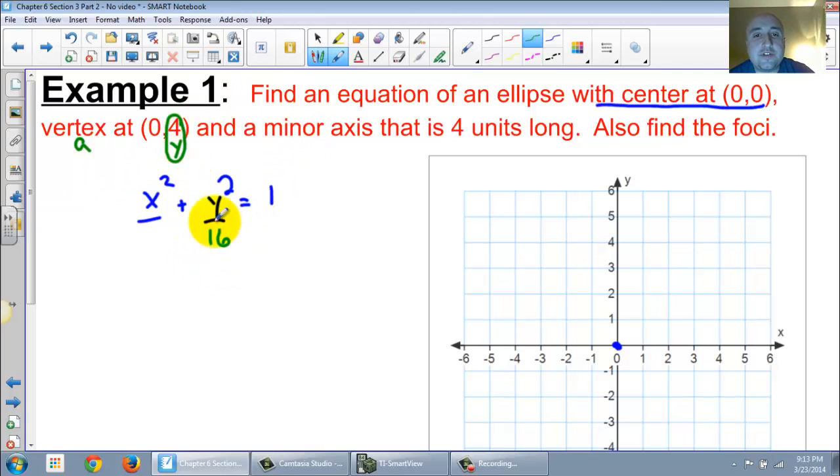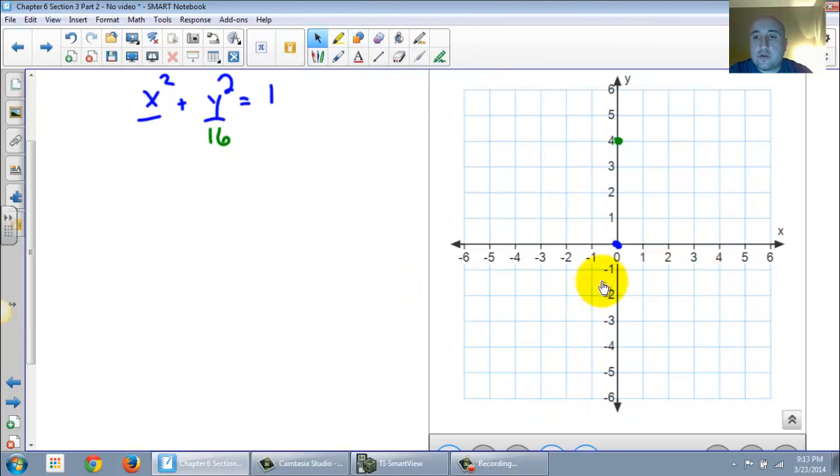So let's plug that on our graph now. On the y-axis, the square root of 16 is 4. So I'm going to go up 4 on the y-axis, and I'm going to go down 4. Here is our positive a, and here is our negative a. All right, now we need to figure out what our b is.